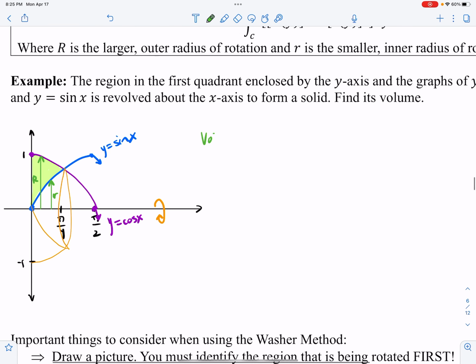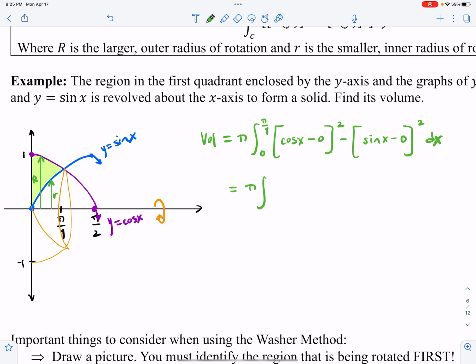Okay, so our volume will be pi times the integral. That region is on the interval from 0 to pi over 4, the region that I've shaded that's being rotated. And then big R squared will be cosine of x minus 0 squared, minus little r squared, where little r is sine of x minus 0.